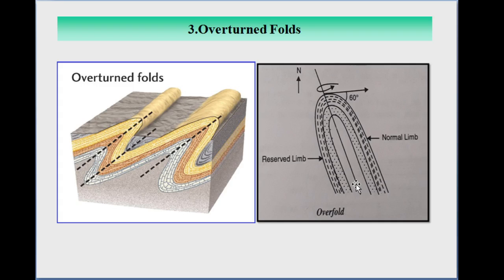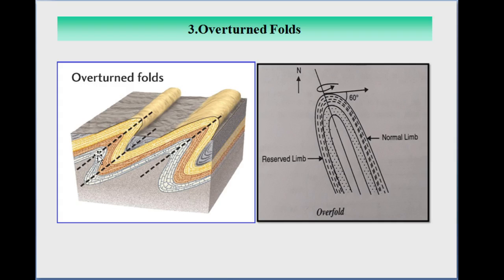The third type of fold is the overturned fold. In the figure you can see folds with inclined axial planes in which both the limbs are dipping essentially in the same general direction. The amount of dip of these two limbs may or may not be the same. Overfolding indicates a very severe degree of folding. One of the two limbs comes to occupy its present position after having suffered a rotation through more than 90 degrees. The other limb is called the normal limb.